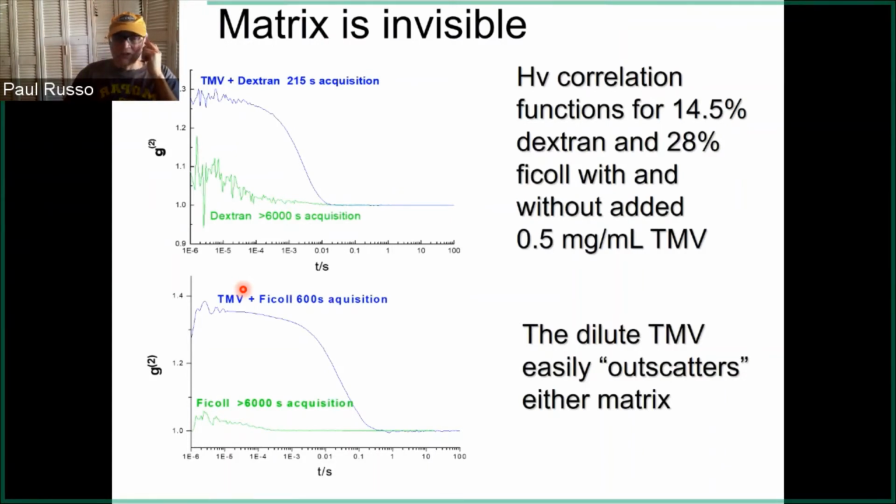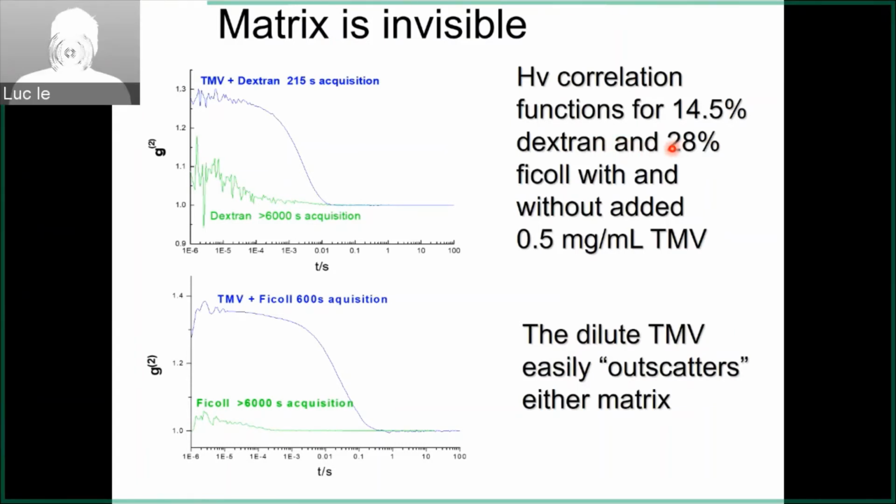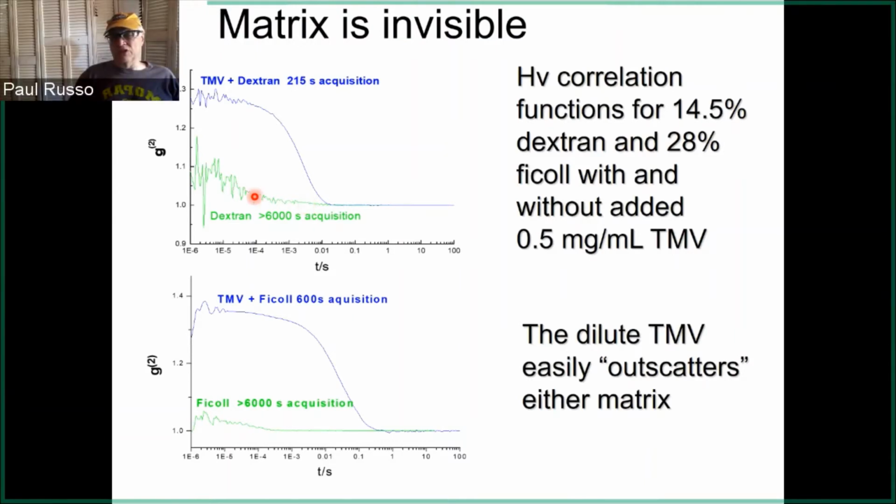And the point is that the virus way outscatters the dextran matrix, even though the dextran is pretty concentrated. I got a lot more dextran here, 28% dextran, and it's almost scattering nothing. That's the green curve here. That's almost no scattering. And the reason for that is because it's between cross polars. The dextran doesn't have any depolarization.